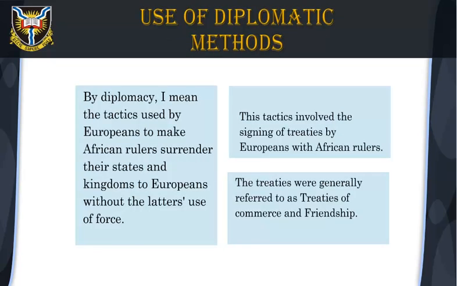Use of diplomatic methods. By diplomacy, I mean the tactics used by Europeans to make African rulers surrender their states and kingdoms to Europeans without the latter's use of force. Their tactics involve the signing of treaties by Europeans with African rulers. The treaties were generally referred to as treaties of commerce and friendship.